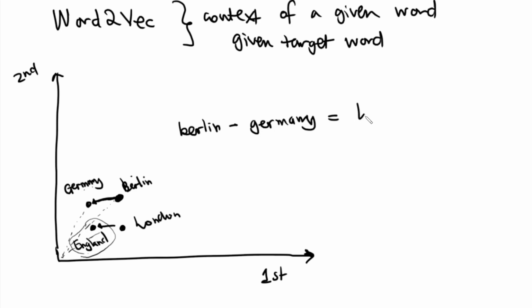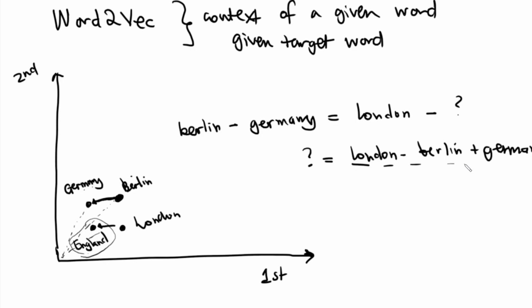It should be equal to London minus the one that you do not know. So the one that you do not know is equal to London minus Berlin plus Germany. And you're not adding words or something. You're adding their vector representation. So these are numbers. And then you find the coordinates of this one here. And when you find the coordinates and you go there, you find that it is England.